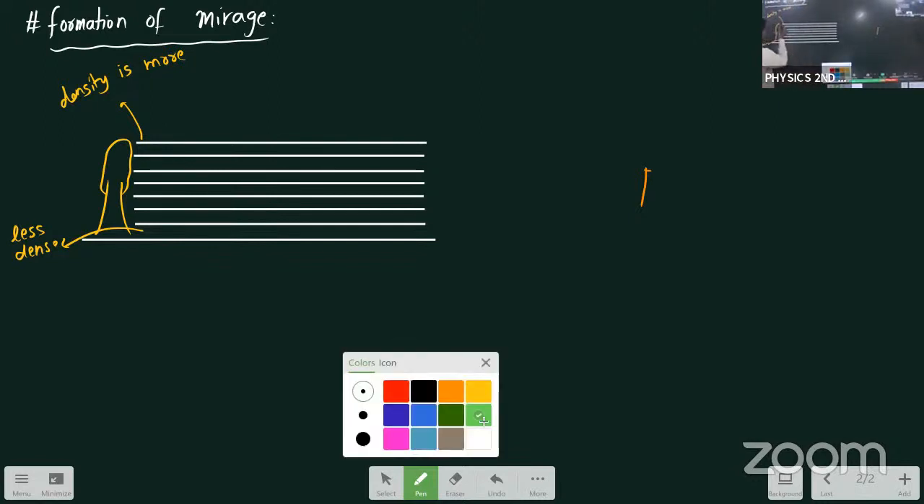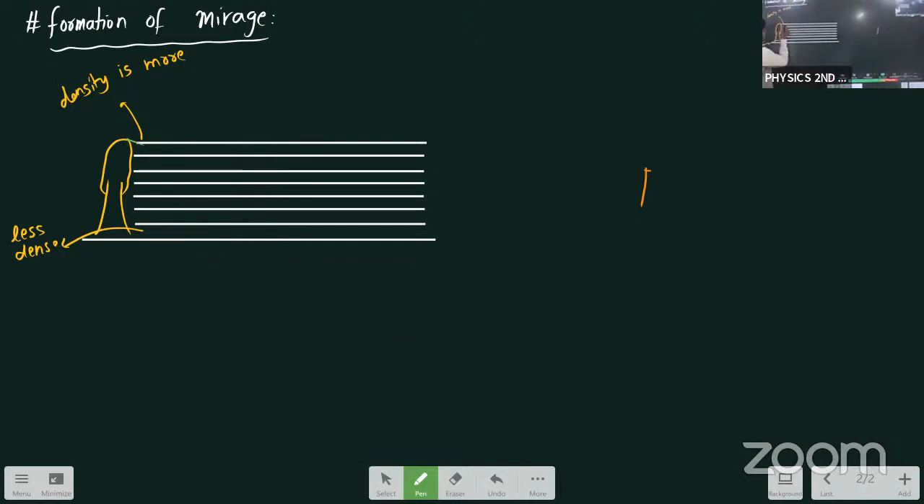Now let us assume a light ray. I am considering a light ray coming from the tree, and it will pass through these different layers. Carefully listen here. This is a light ray incident on one particular layer. Here I am considering a normal. This angle is called the angle of incidence. Now tell me, is this a denser medium or a rarer medium? Denser medium. Now as I go downward, is the density increasing or decreasing? The density is decreasing.